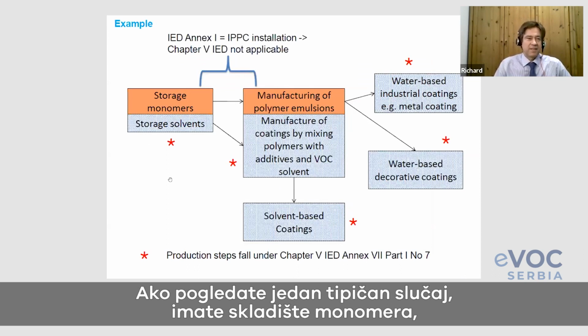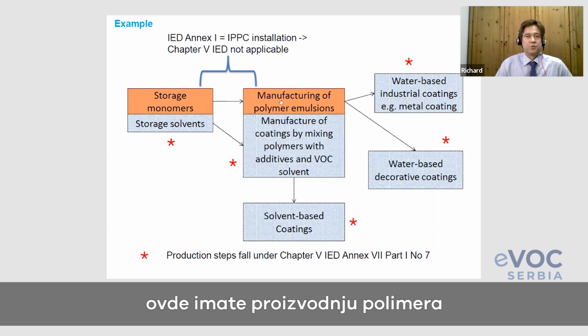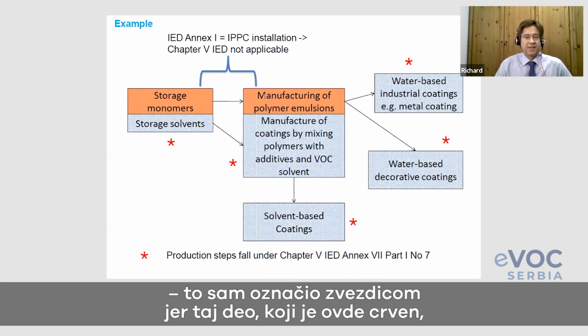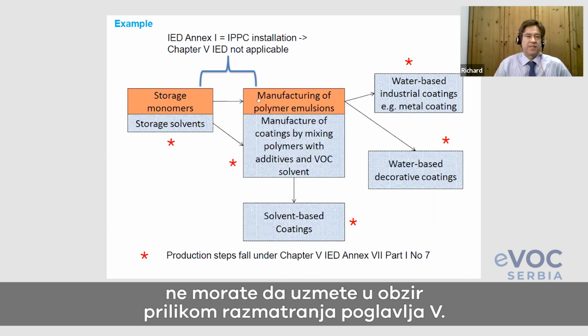So if we look here at a typical case, you have storage, for example, of monomers, and here you do the manufacturing of the polymers. I marked this with an asterisk because the part that is here in red, we don't have to consider for this chapter 5 installation.